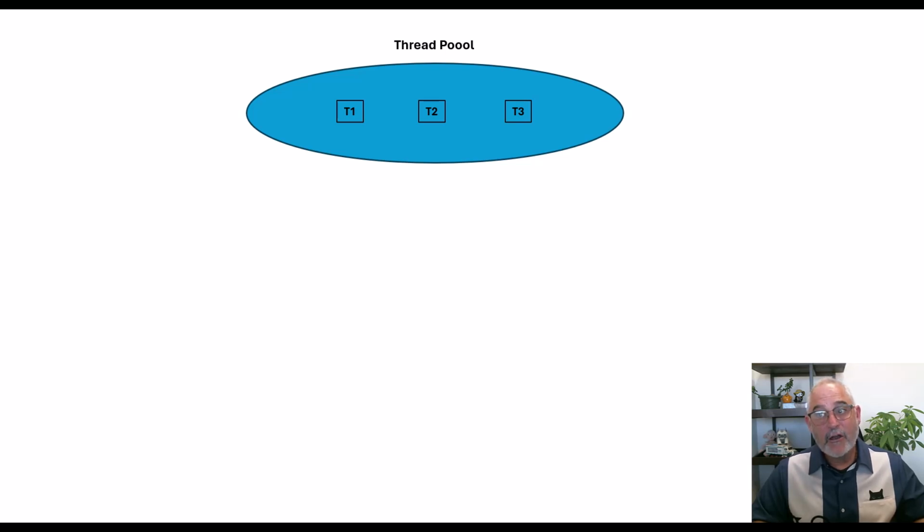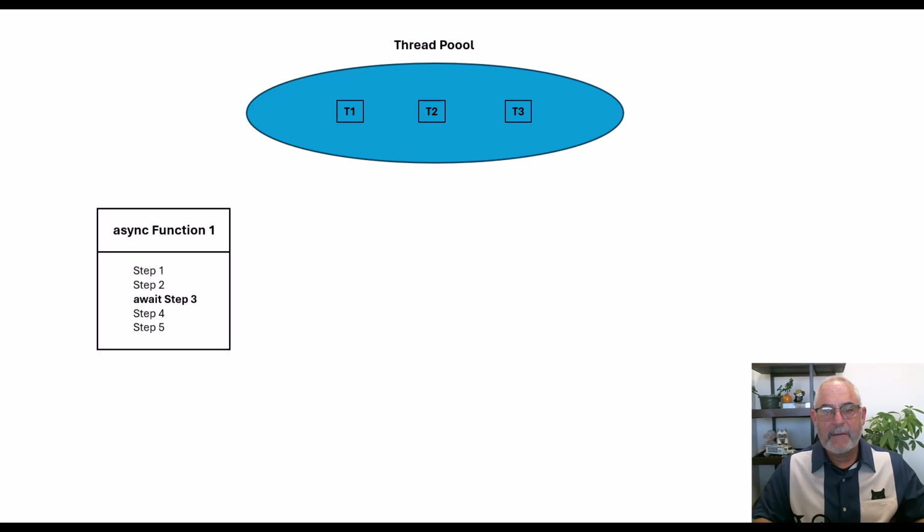And here we have a very sad little thread pool. Our thread pool has exactly 3 threads in it. So let's imagine now that we are beginning async function 1. Right? Our code wants to run this async function. So in order for async function 1 to run, we need to be assigned a thread. So we've got T1 out of the thread pool, and now our function can start running.